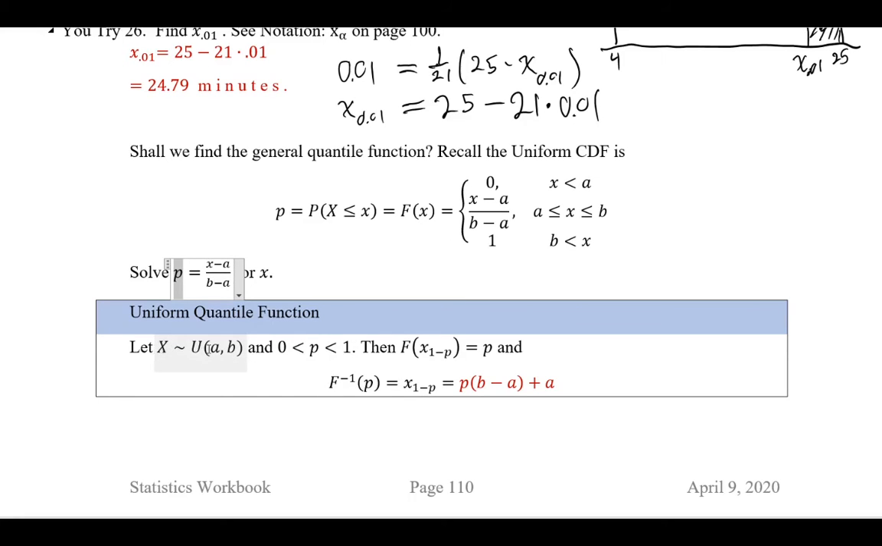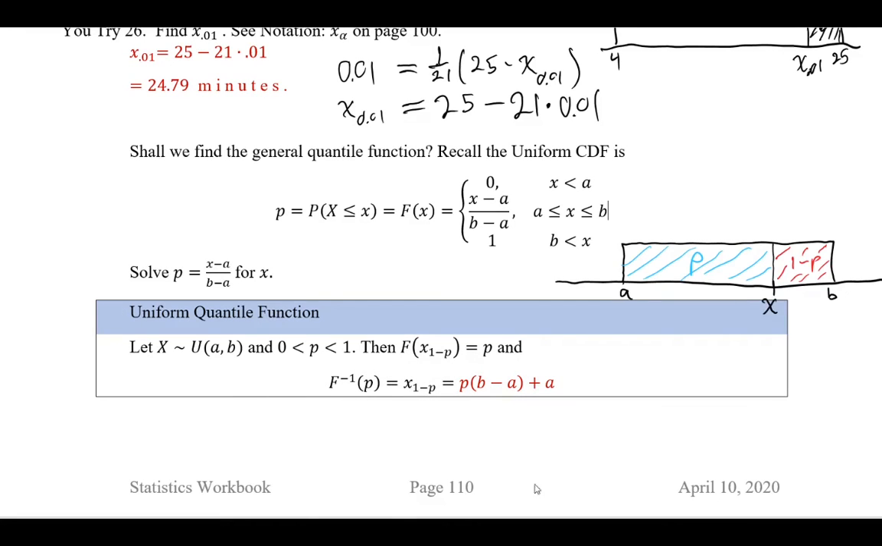So let x be uniformly distributed from a to b. P is a probability that's between 0 and 1. Then we can have f of x sub 1 minus p equals p. That is to say, if we have a certain x value, given a certain proportion of our data, p, is to the left of x, then 1 minus p will be to the right of x.